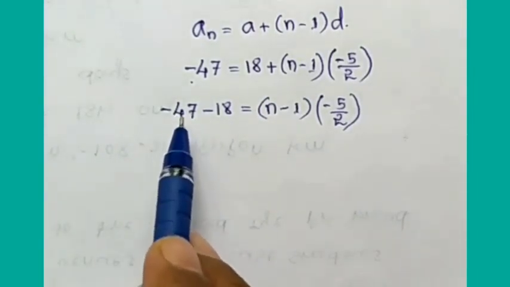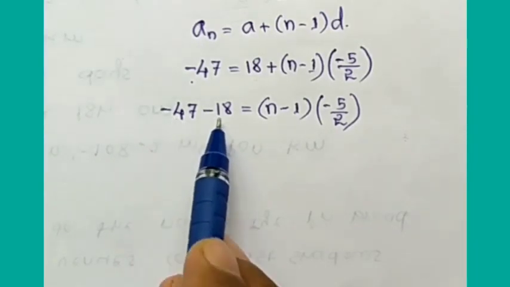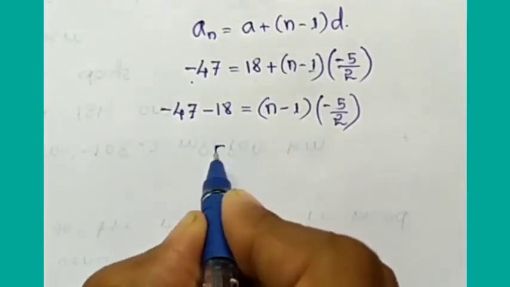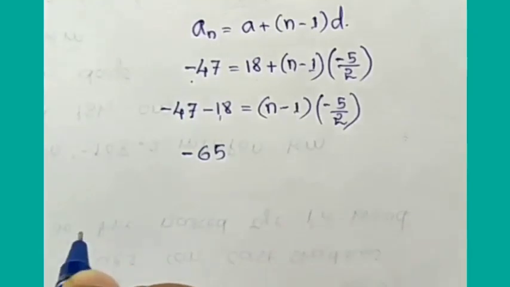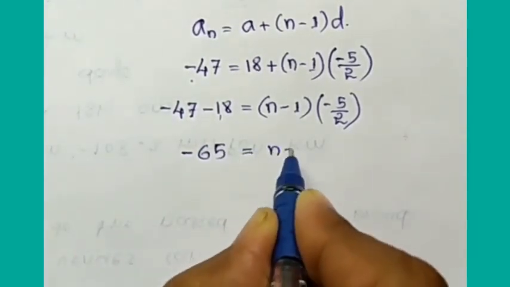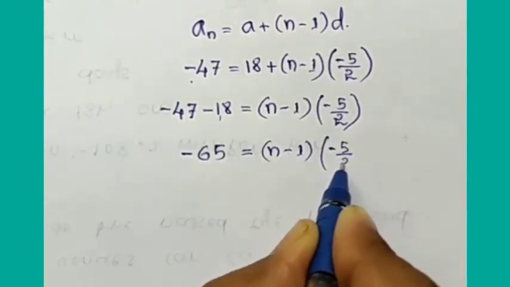Same signs are there, so you have to go with addition. So 47 plus 18, what will you get here? 7 plus 8 is 15, carry 1, so it becomes minus 65 equal to n minus 1, here minus 5 by 2.